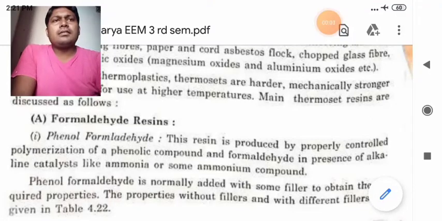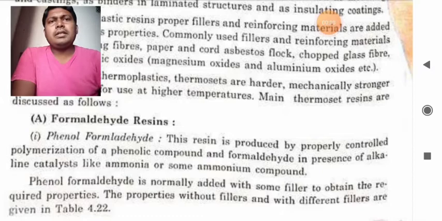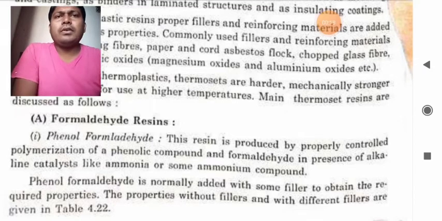This class is useful for third semester diploma electrical students, and the subject is electrical engineering material. Today we will discuss formaldehyde resins. This chapter was about insulating material, so today we will discuss the formaldehyde resins.